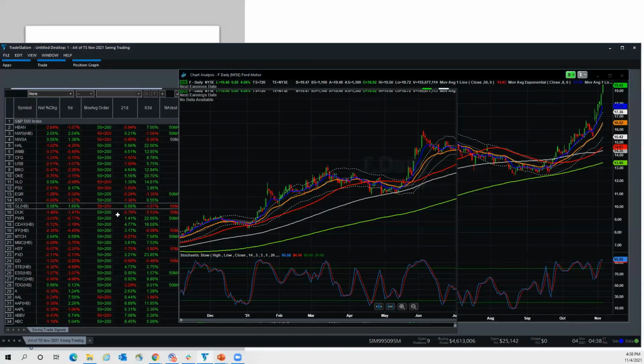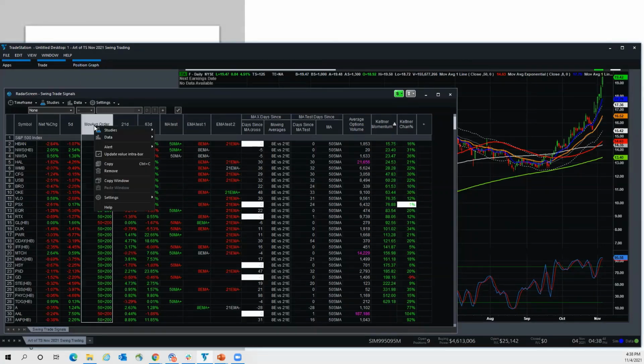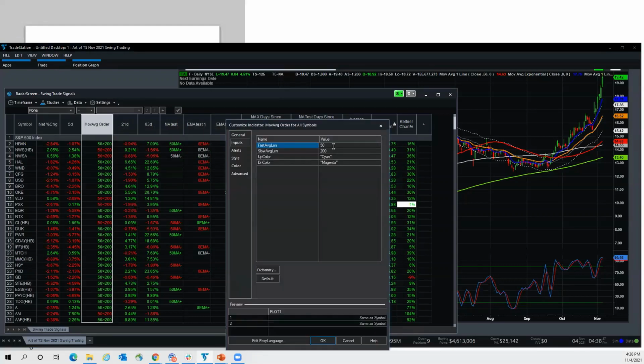Just look over here, moving average order. So this will tell you when stocks, and then you can change this. This is a custom indicator I've created. You can go to studies, edit. You can see it takes a 50 and a 200 day, but you can change these.